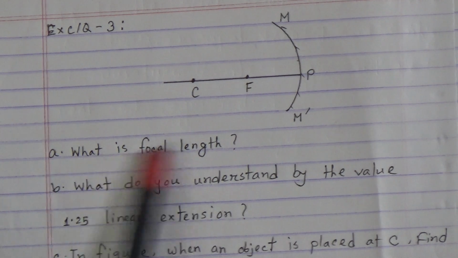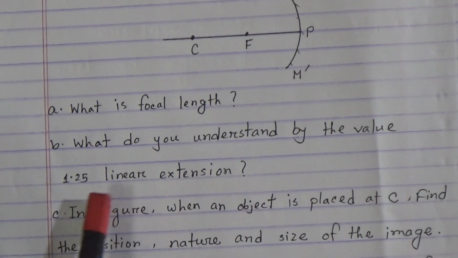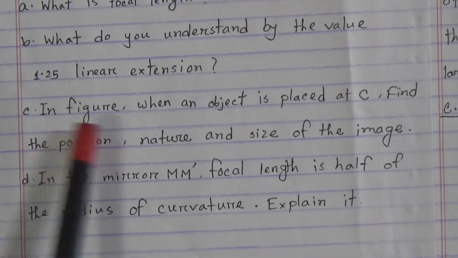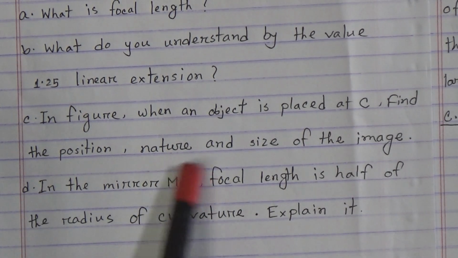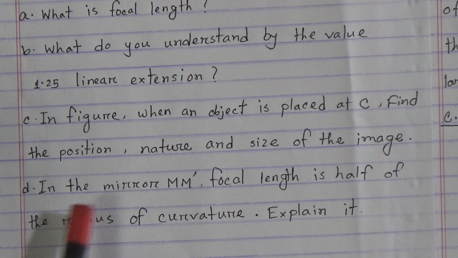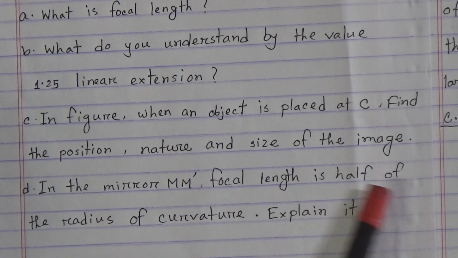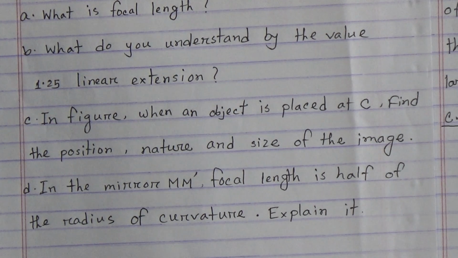Question number A, what is focal length? Question number B, what do you understand by the value 1.25 linear extension? Number C, in figure, when an object is placed at C, find the position, nature and size of the image. Now question number D, in the mirror M dash, focal length is half of the radius of the curvature. Explain it. My dear students, now we will solve this CQ.